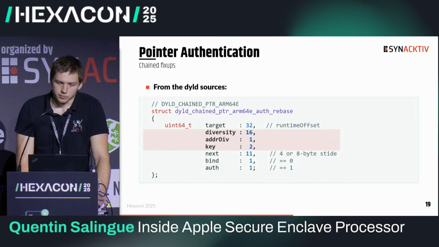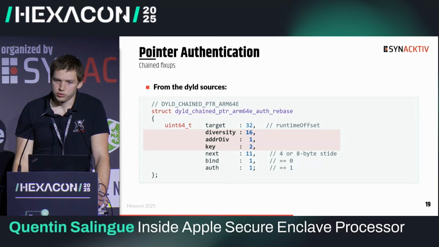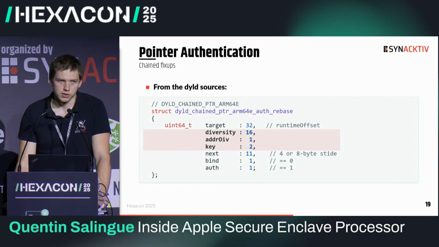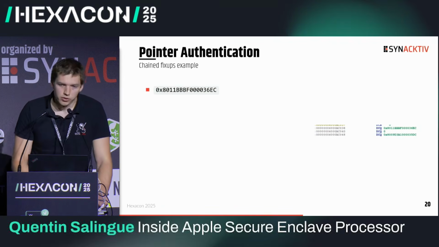So what does the fixup chain look like? It's a simple structure. You can see that inside you have the information about the pointer signature, so the diversifier, if you need to have an optional context, and the key that you're using. And a quick example from the firmware.